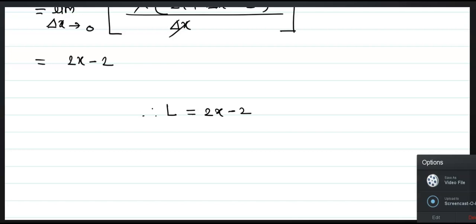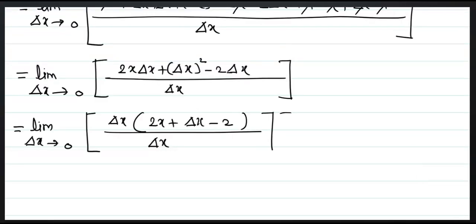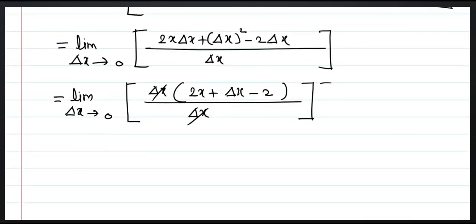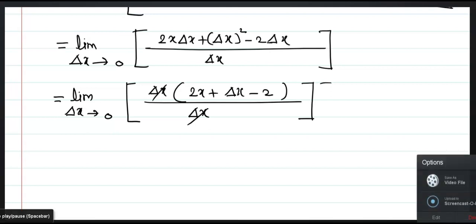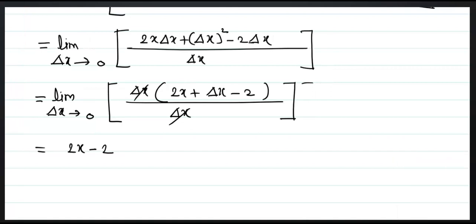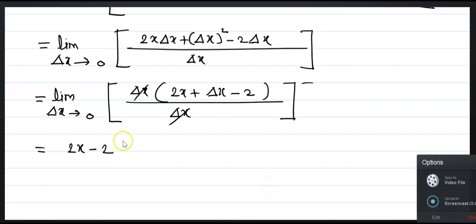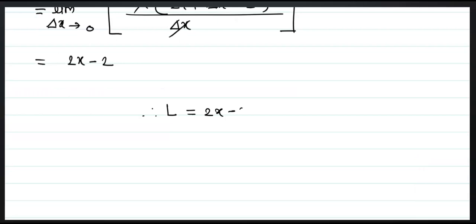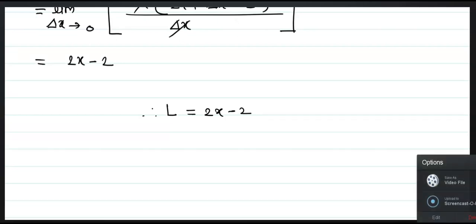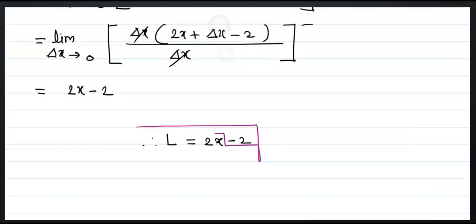Now you can see this once again. These are the steps. If you want to write, you can write also. That is 2x minus 1. What about delta x here? This delta x will become 0. Then what will remain? That is 2x minus 2. This is the final answer. The limit L is equal to 2x minus 2.